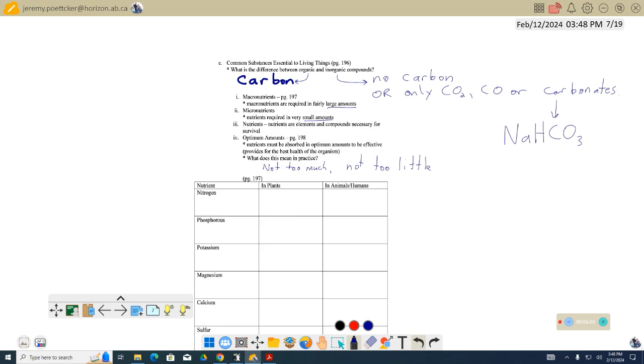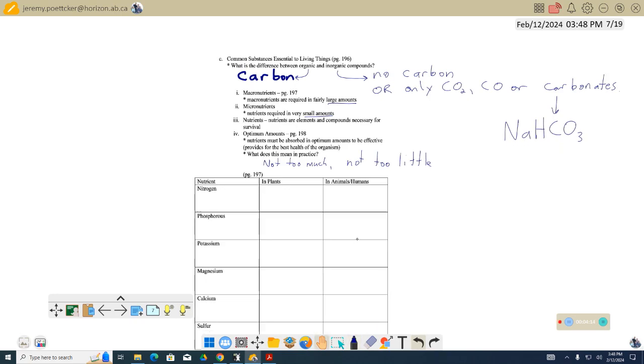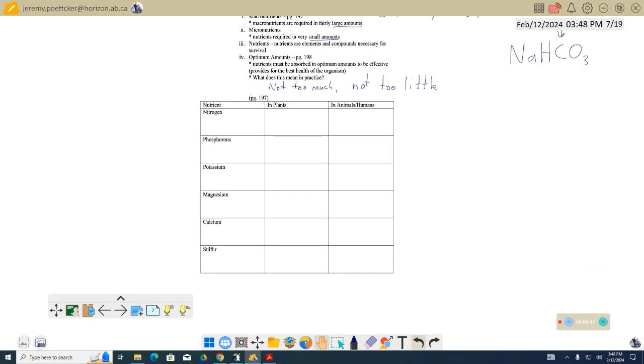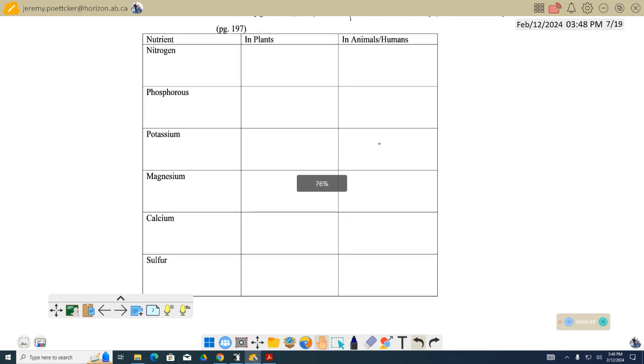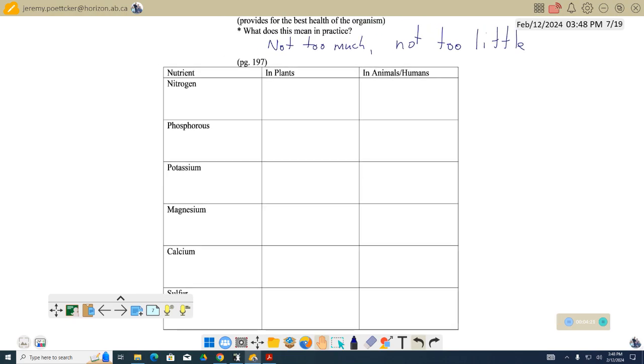All right. We've got six macronutrients here that we want to look at. And what we've got going on with these, we're going to fill in this little chart. And this little chart tells you kind of what each of these is used for. I do expect that you will know these things. So first of all, with nitrogen, what is it used for in plants? Well, proteins.